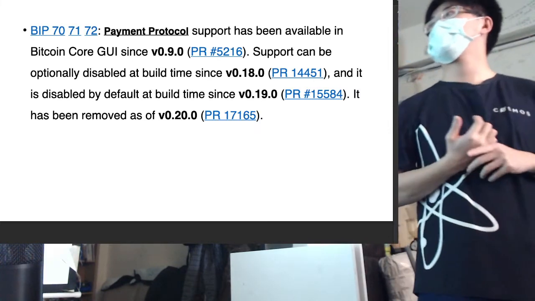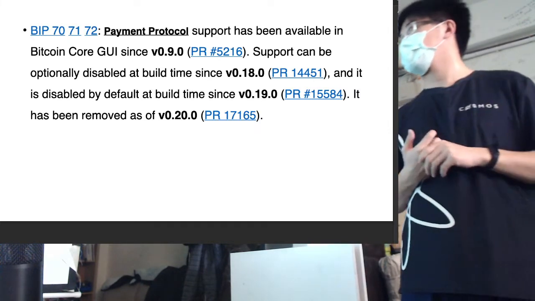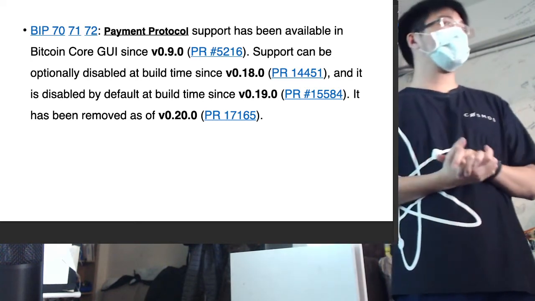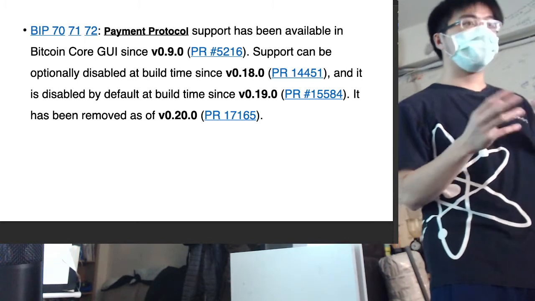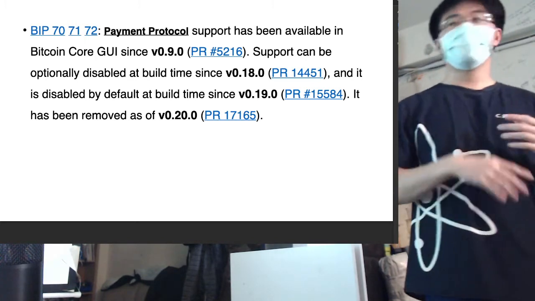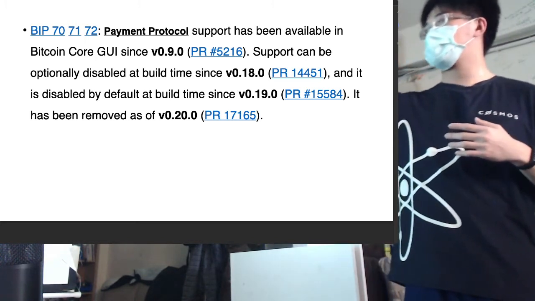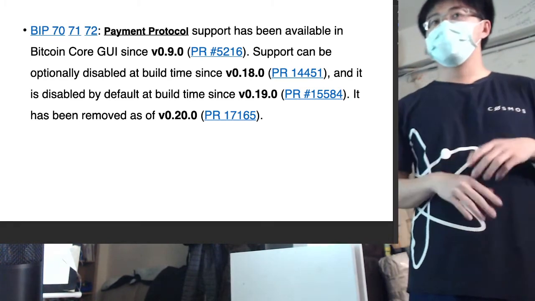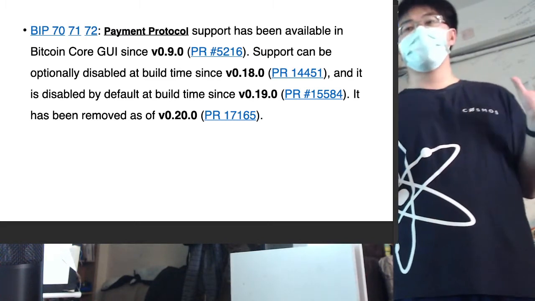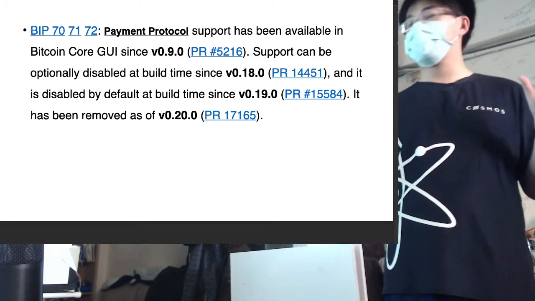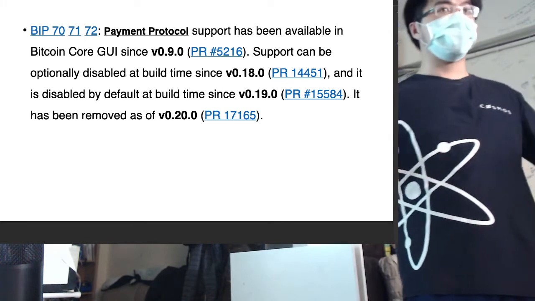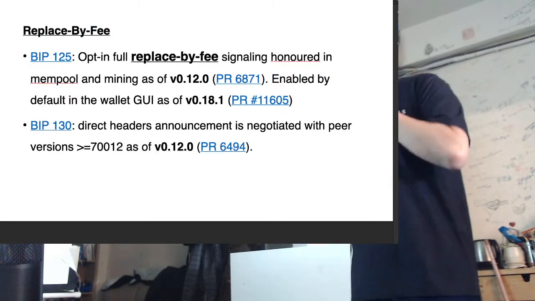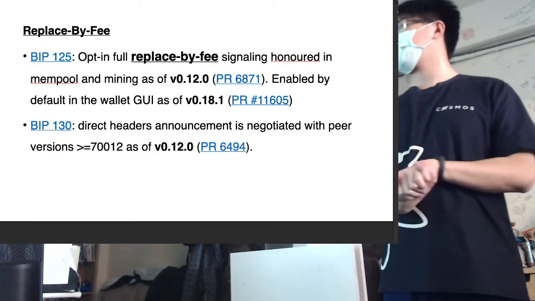And BIP 70, 71, and 72 have already been removed. How did they remove the code? They just disabled it, don't turn on this protocol. So in 0.20, they already disabled the function inside. If the node is already using 0.20, it will be disabled by default. There is no this kind of service inside. There is no support for this. Okay. And replace by fee, that is very interesting.